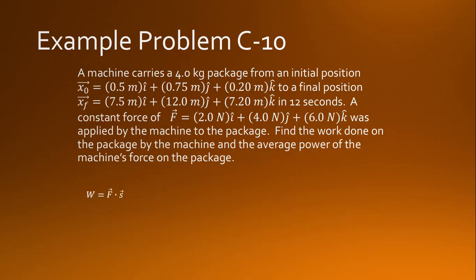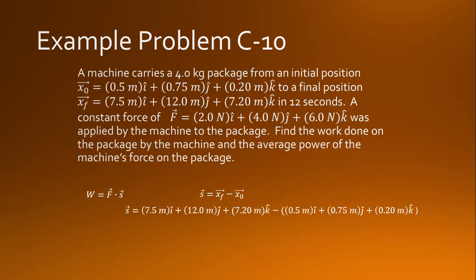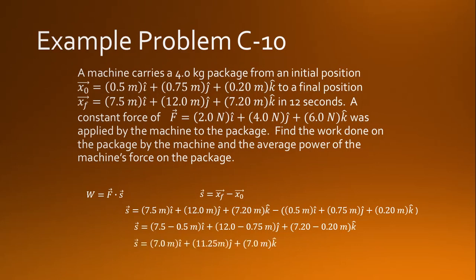Work is equal to the dot product of force and displacement. So we've got to find what the displacement is. The displacement would be x final minus x initial. Let's subtract these two vectors. This becomes 7.5 minus 0.5 i hat plus 12 minus 0.75 j hat plus 7.2 minus 0.2 k hat. And so there we go, we get 7 i hat plus 11.25 j hat plus 7 k hat.